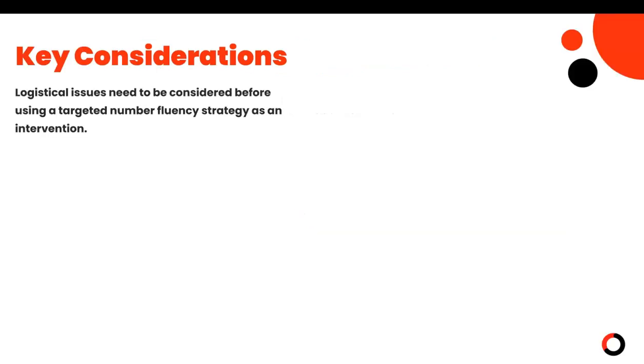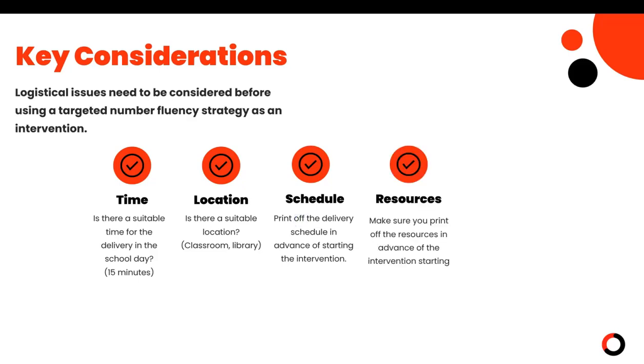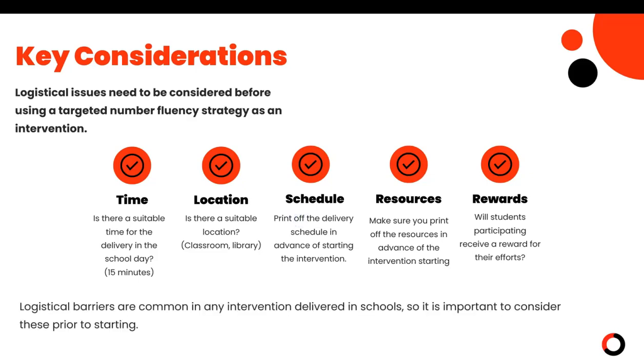So key considerations. Logistical issues need to be considered before using a targeted Number Fluency strategy as an intervention. Time: is there a suitable time and day for the delivery in the school? Location: is there a suitable location? Schedule: make sure you print this off in advance of delivering the intervention. Resources: this will require the flashcards to be printed. And can you potentially link this into rewards? Logistical barriers are common in any intervention that's delivered in schools, so it's important to consider these prior to starting.